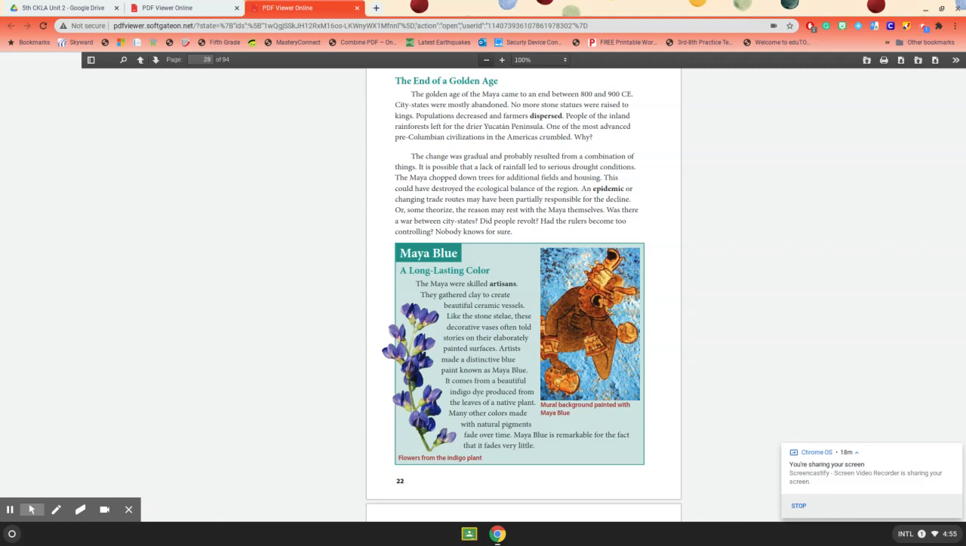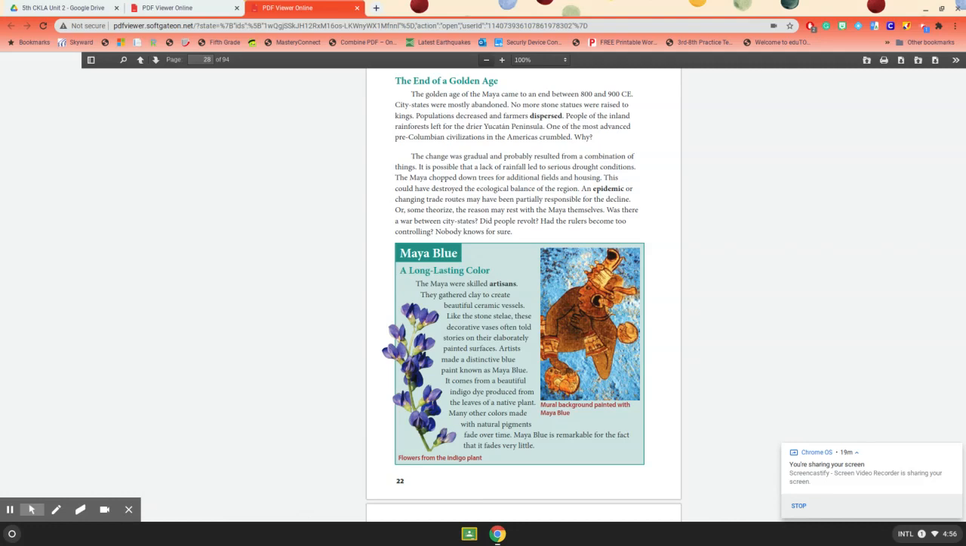Many other colors made with natural pigments faded over time. Maya blue is remarkable for the fact that it fades very little. What that means is when something fades, the brightness or the color goes away. Think about when you buy a black shirt. When you wear it for the first time, it's very black. And then over time, as you wash it, the ink from the shirt fades away a little bit and it's not as dark as it was before.